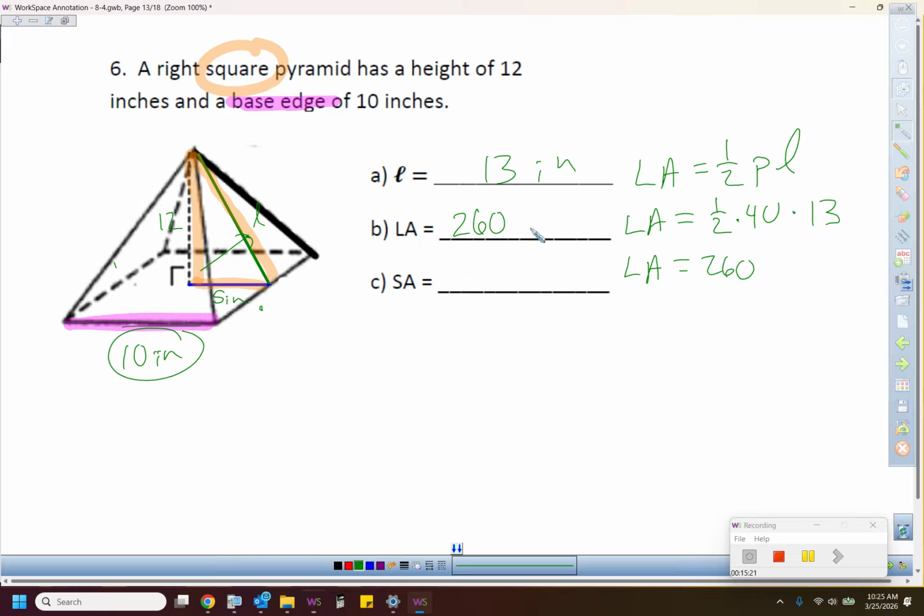I got 260. Is that what y'all got? Inches squared. And then let's see if you can try the surface area without me walking you through it. Start with a formula and sub in the things that you know. Perimeter of the base means add up all the sides. 10 plus 10 plus 10 plus 10.